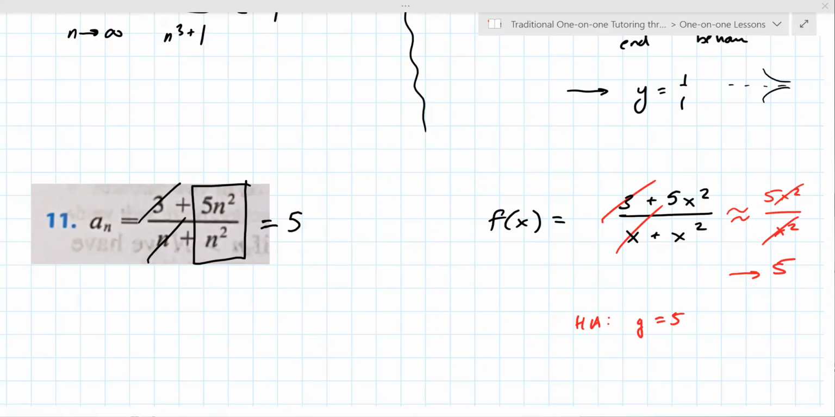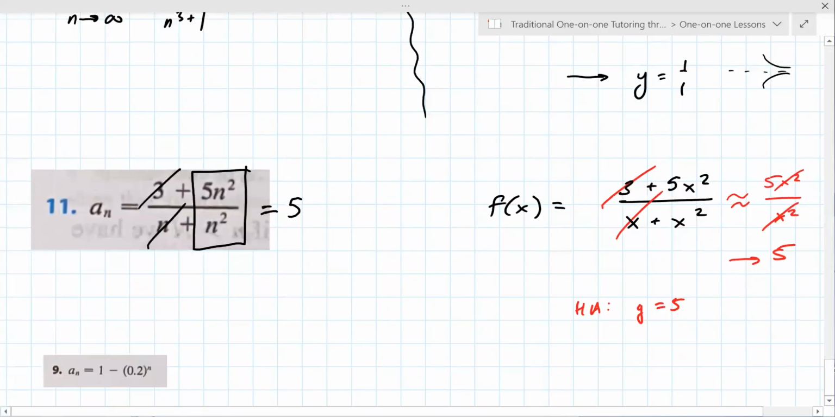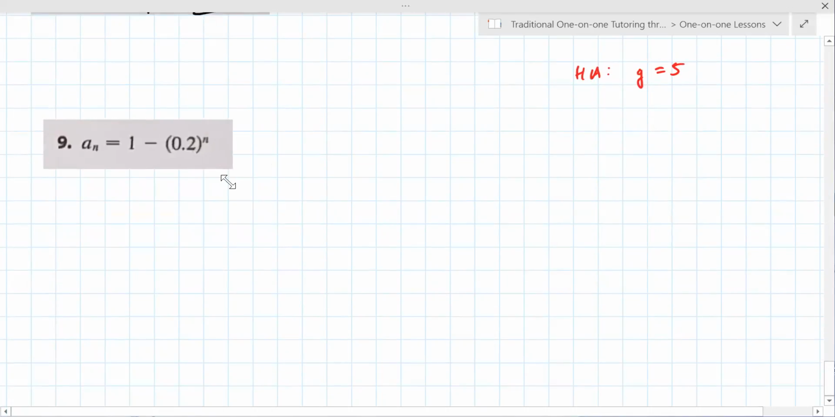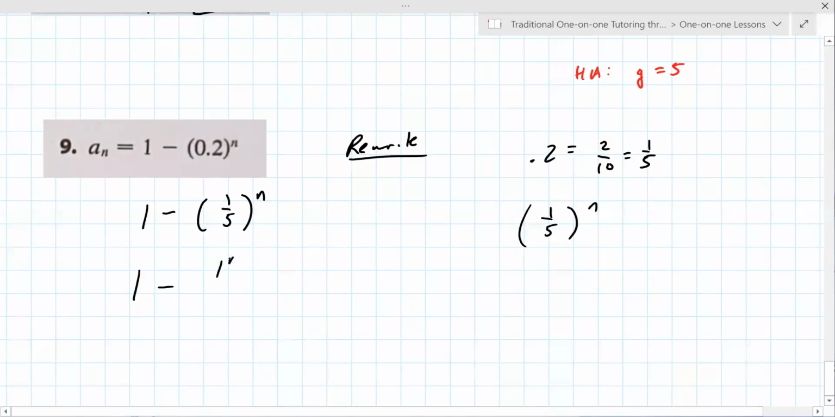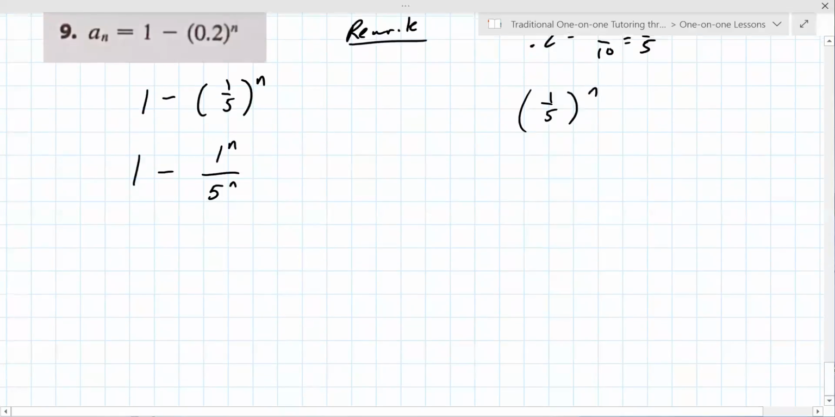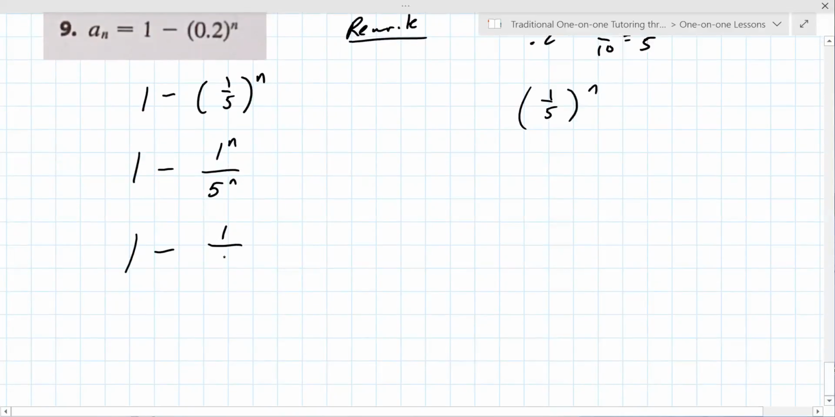If I grab one that's not like that, like if we look at 9, see how this one doesn't have that form? You have to figure out what's going to happen here. So sometimes you have to do what I call a rewrite. A rewrite here is that this is really 1 minus, and then 0.2 is really 2 over 10, which is 1/5. And 1/5 to the power of n is really 1 to the n over 5 to the n. And 1 to the n is always 1. So it's 1 over 5 to the n.